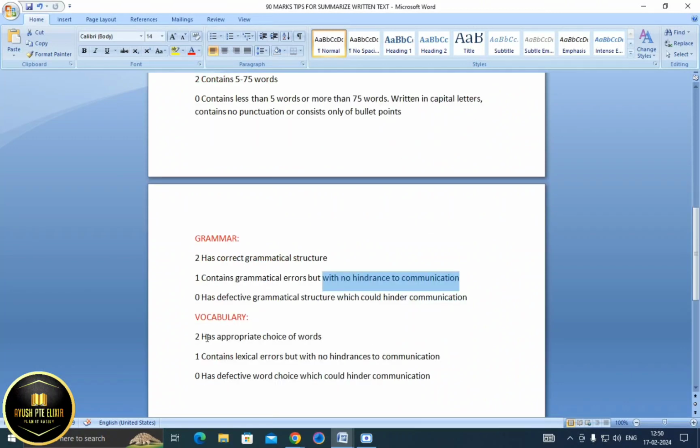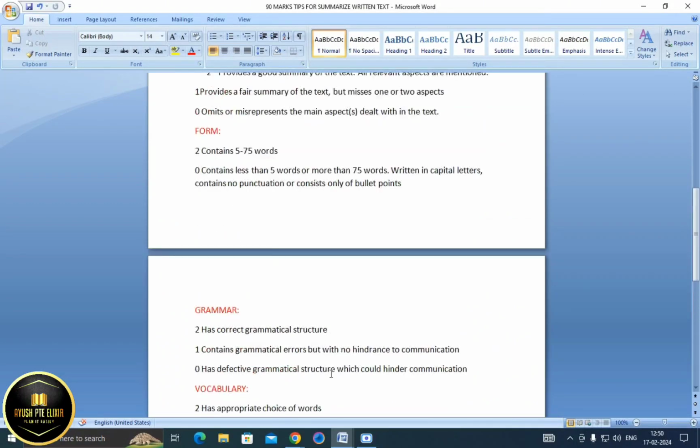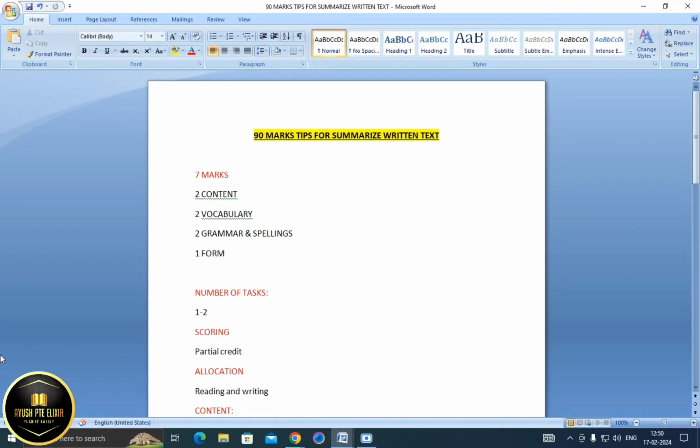Vocabulary is given 2 marks if you have appropriate choice of words, the words which you are picking up should not be out of the topic. It can be from your text or whatever is given in front of you, but it should not be out of the topic. It should be linked to the main ideas. If it contains lexical errors but with no hindrance to communication, it's 1 mark for vocabulary. And 0 is given if you have defective word choice which could hinder your communication. So these are the traits on which you are going to be checked in case of your summarized written text, guys.